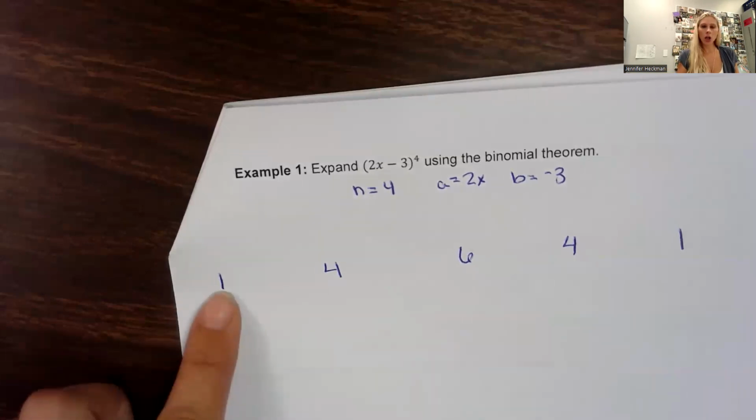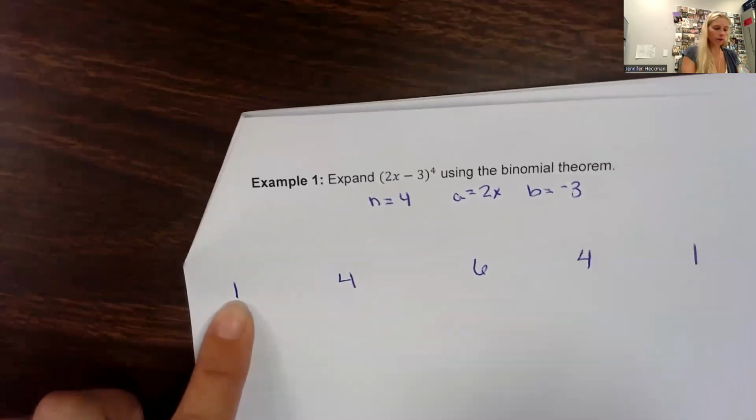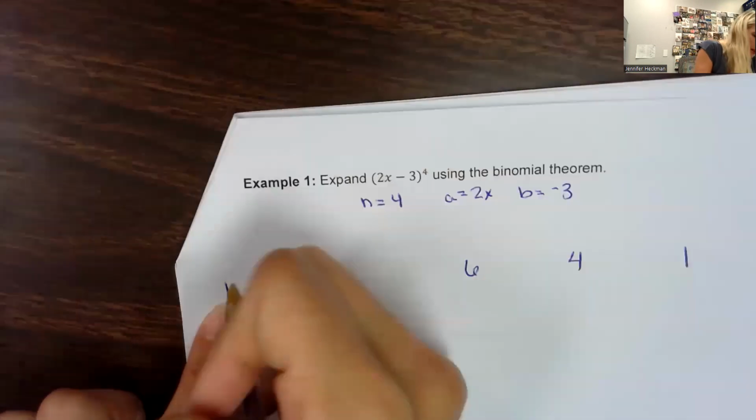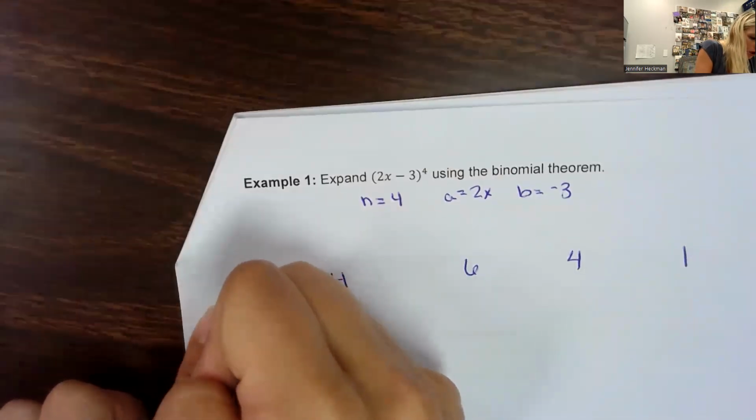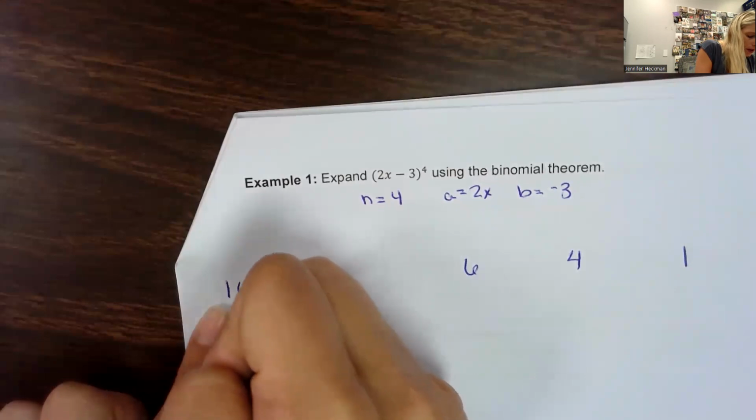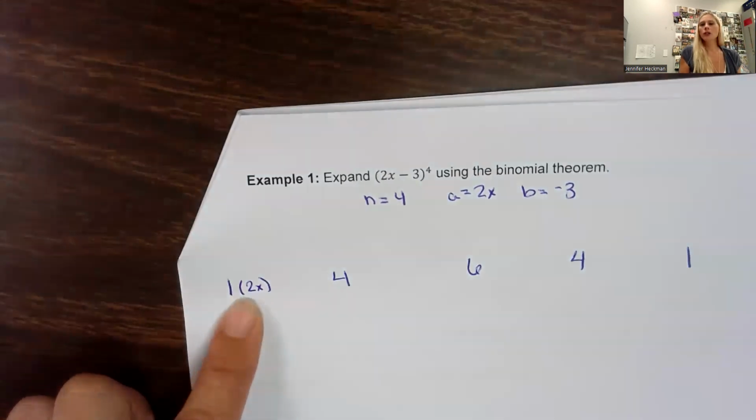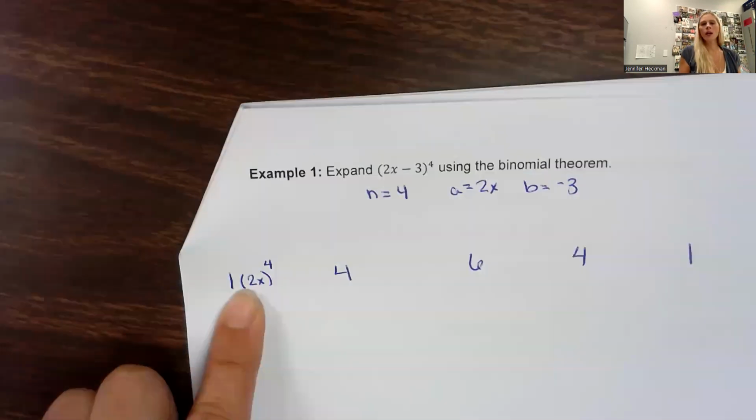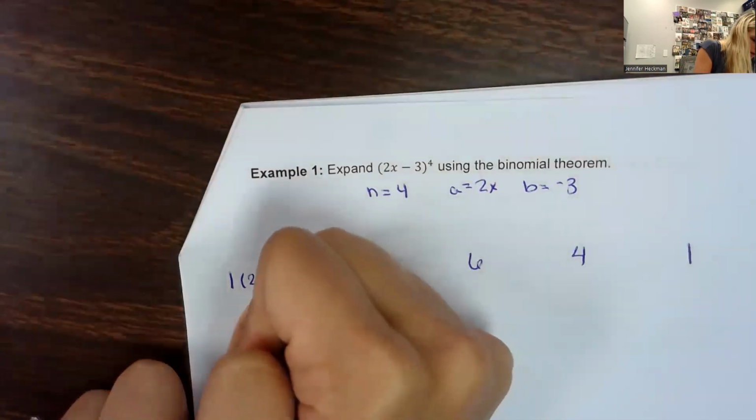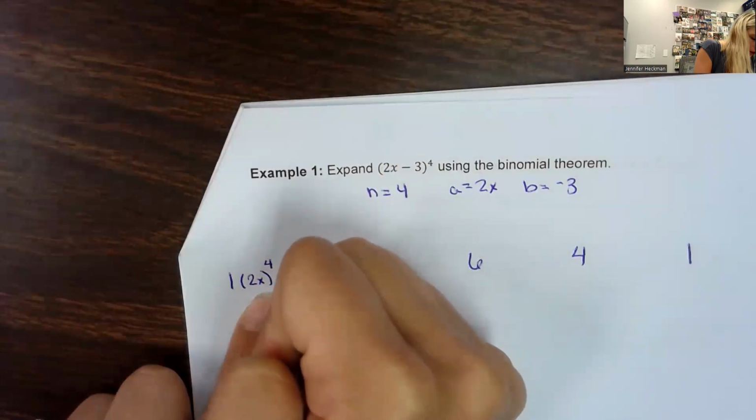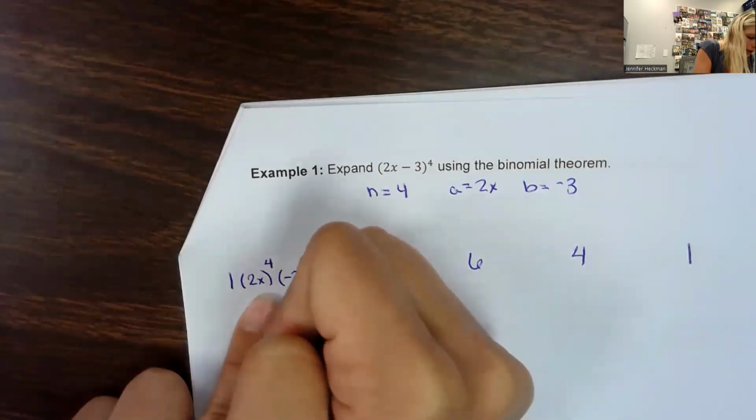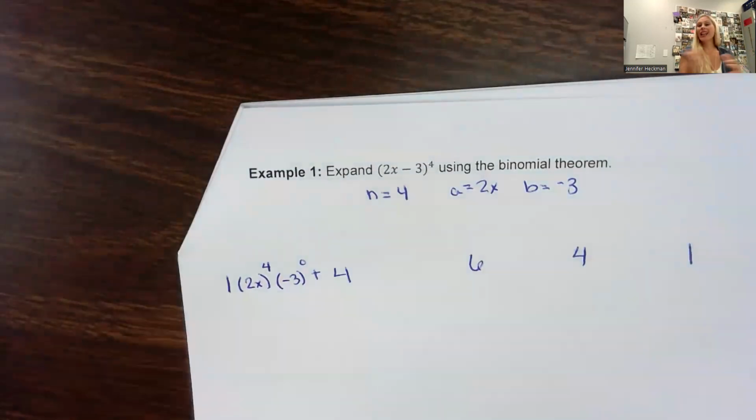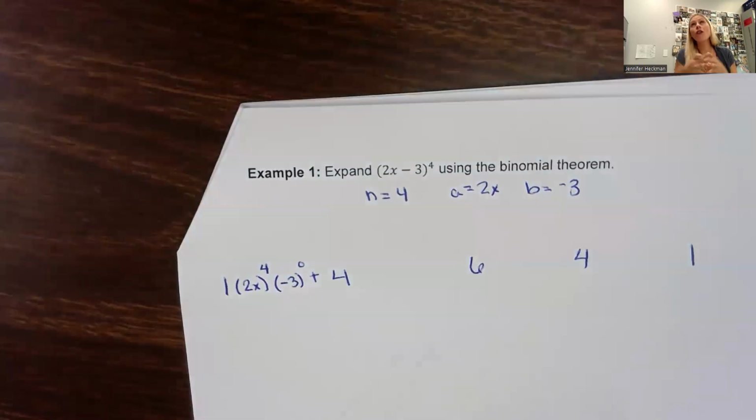First, we have the coefficient of 1 from Pascal's triangle. Then we have our A term, and remember, I said a little while ago, you're going to start with the highest exponent, which is 4. And then we have our B term, and we have our lowest exponent of 0. That will allow us to get the first term of the expanded version.